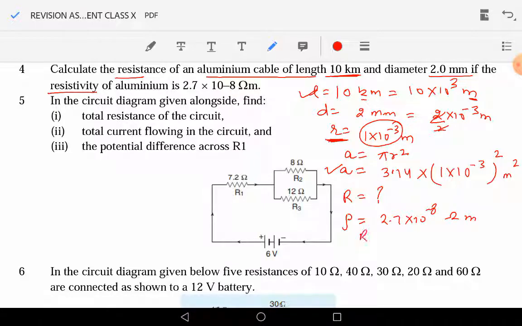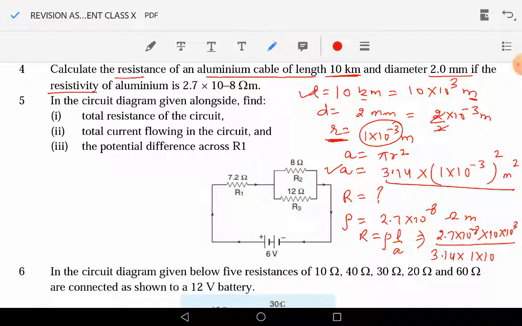Now applying the formula, R is equal to rho L by A. So we just have to put the values. It is 2.7 into 10 raised to the power minus 8, into the length given, 10 into 10 raised to the power 3, upon the area. Area we have just written as 3.14 into 1 into 10 raised to the power minus 3 whole square.